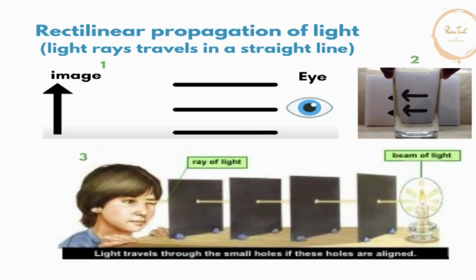So this proves that light travels through these small holes. If these holes are aligned in one direction, only then can you see the candle light on the opposite side. If the cardboards or pinholes are not properly aligned in a straight line, you won't be able to see it. So this experiment has proved that light travels in a straight line. This you have to keep in mind: light travels in a straight line.